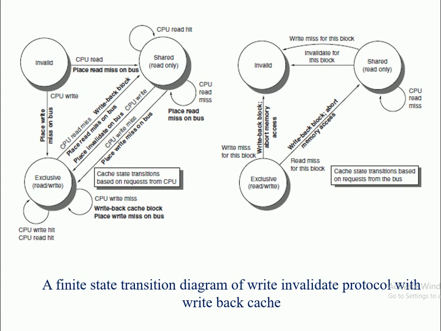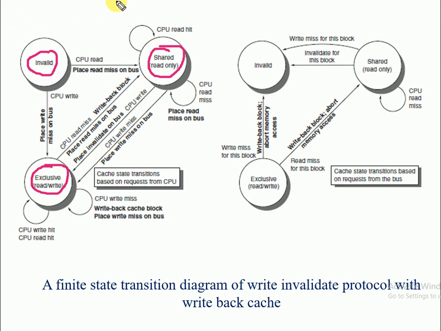Now a state diagram is given that is used with the write invalidate protocol with write back cache. Okay, so we can see there are three states. One is the invalid state, shared and exclusive. So between these three, this communication happens. The CPU read, then place invalidate, exclusive read or write, then from invalid to write, place write miss, that is exclusive. So it is between these three.